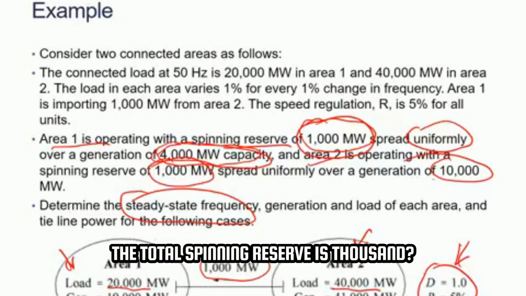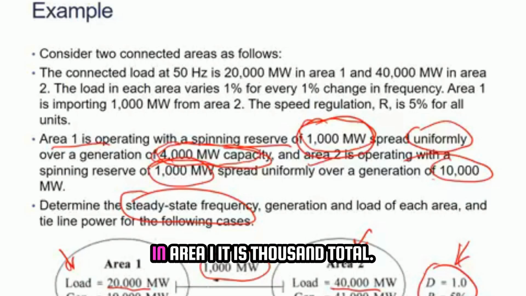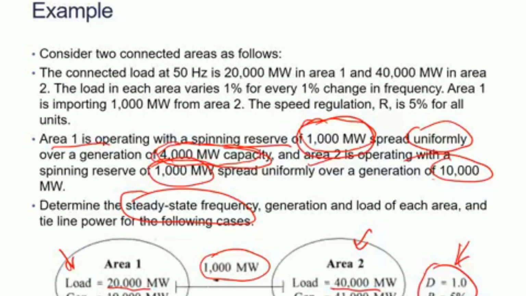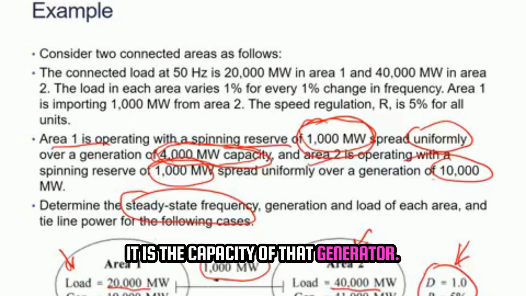So total spinning reserve in area 1 is 1000. Yes. Then what is this 4000 capacity? It means it is the capacity of those generators.